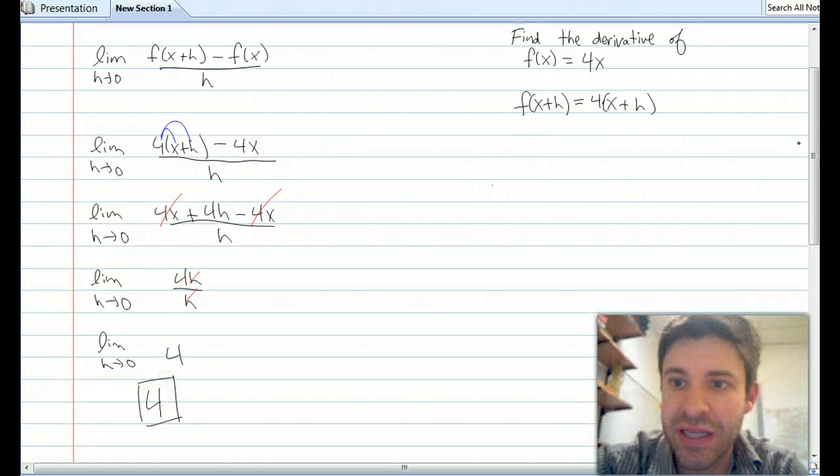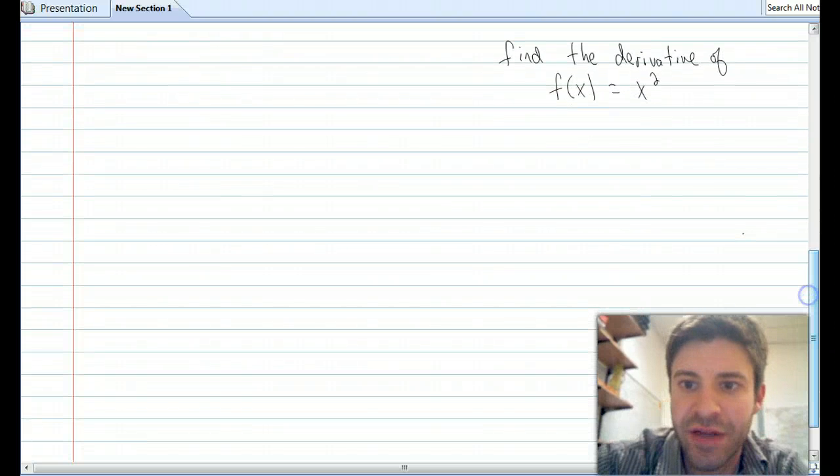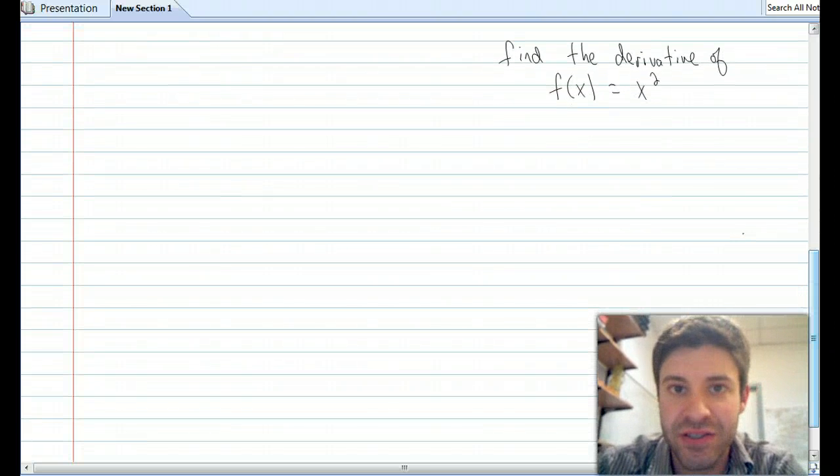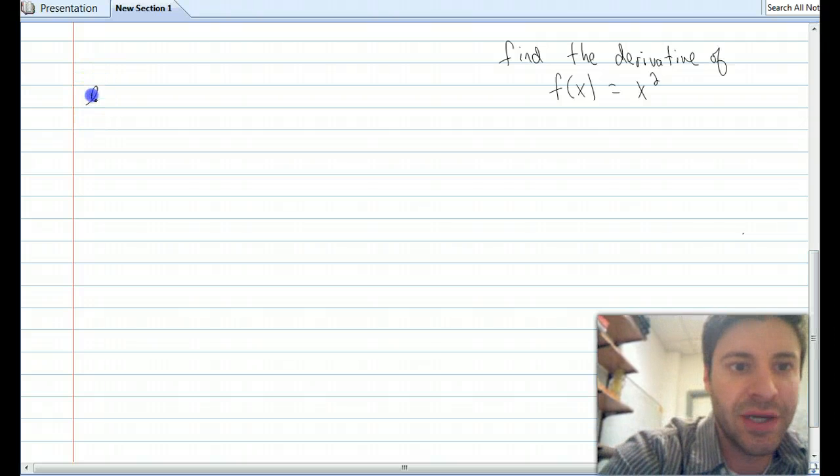So the next example is slightly more complicated. What we want to do now is find the derivative of f of x equals x squared. So the first step is always going to be to copy down the definition.